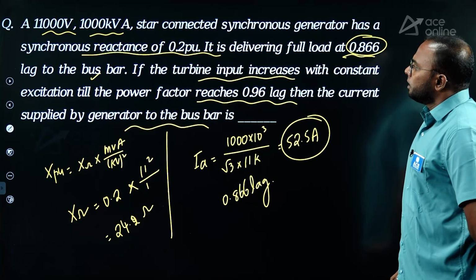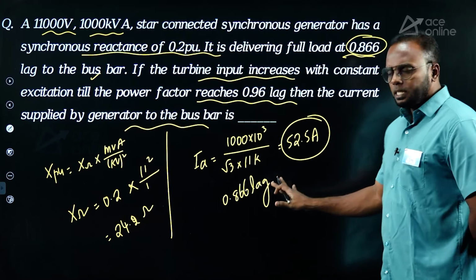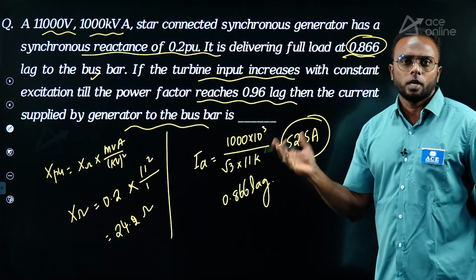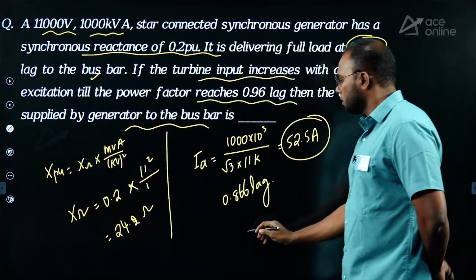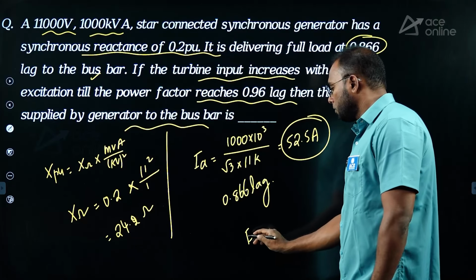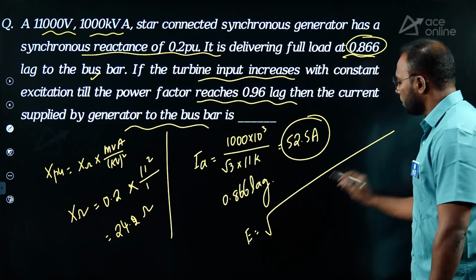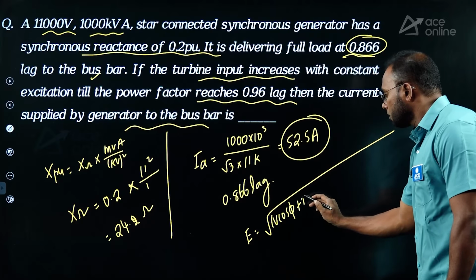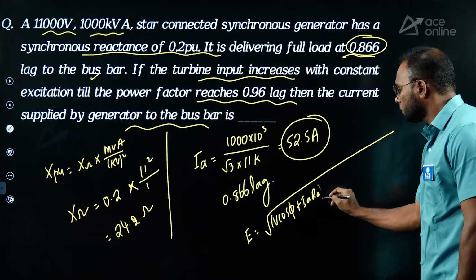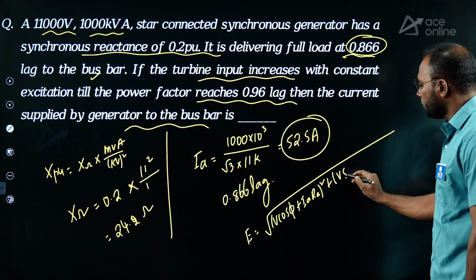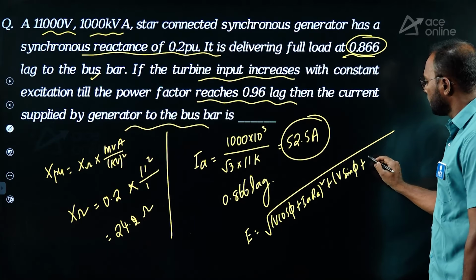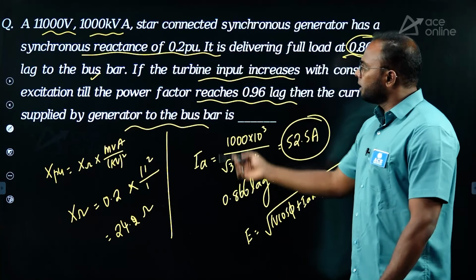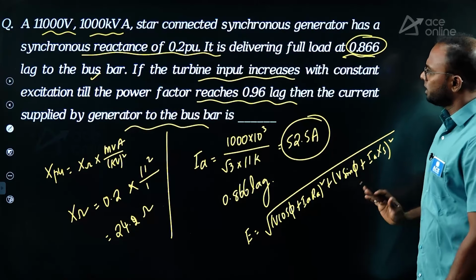Now, at this condition, first calculate the EMF induced in the alternator. It is delivering, so how much EMF is induced at that time? What is the formula for EMF? E equals square root of (V cos phi plus IA RA) whole square plus (V sin phi, as it is lagging, plus IA XS) whole square. We have the XS value, but RA is negligible. Not given means neglect that.